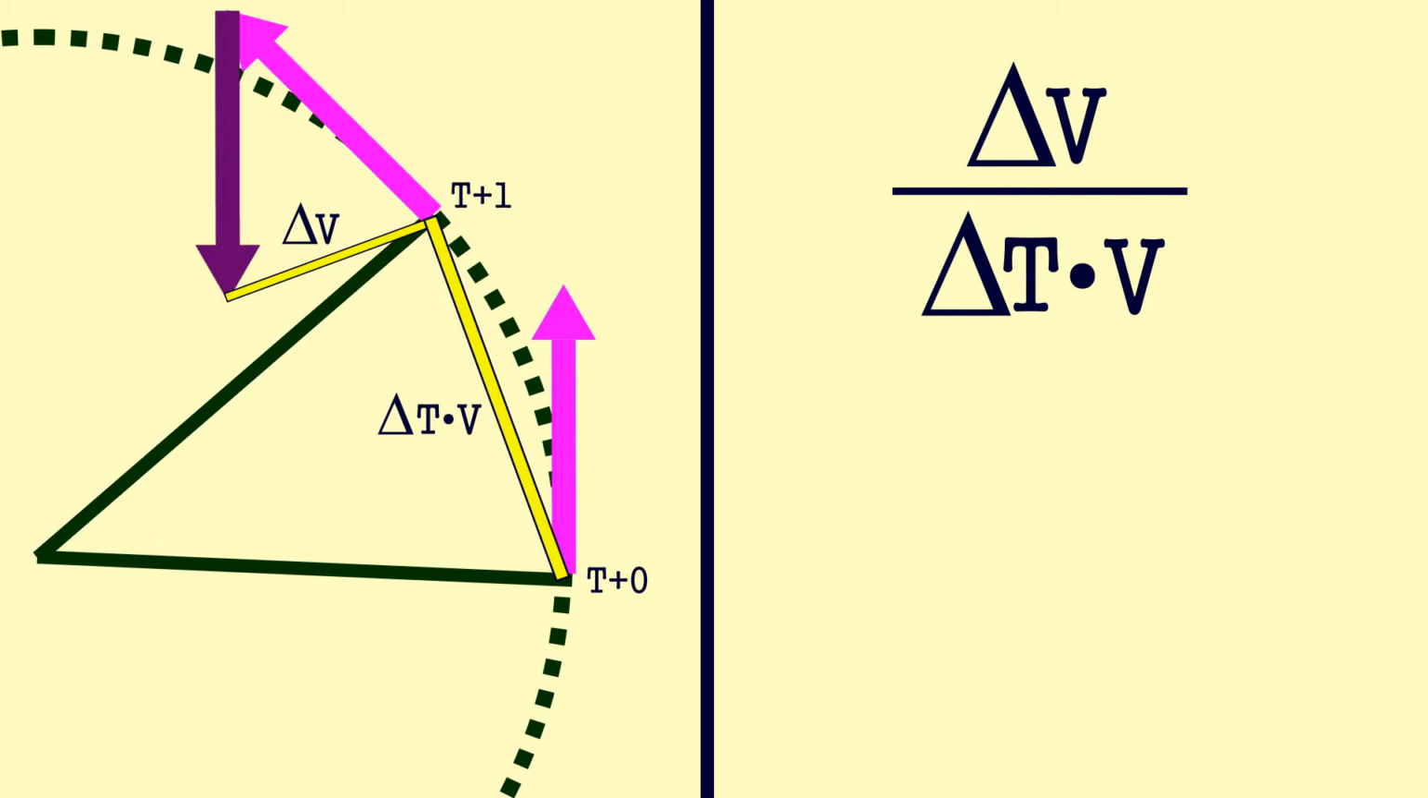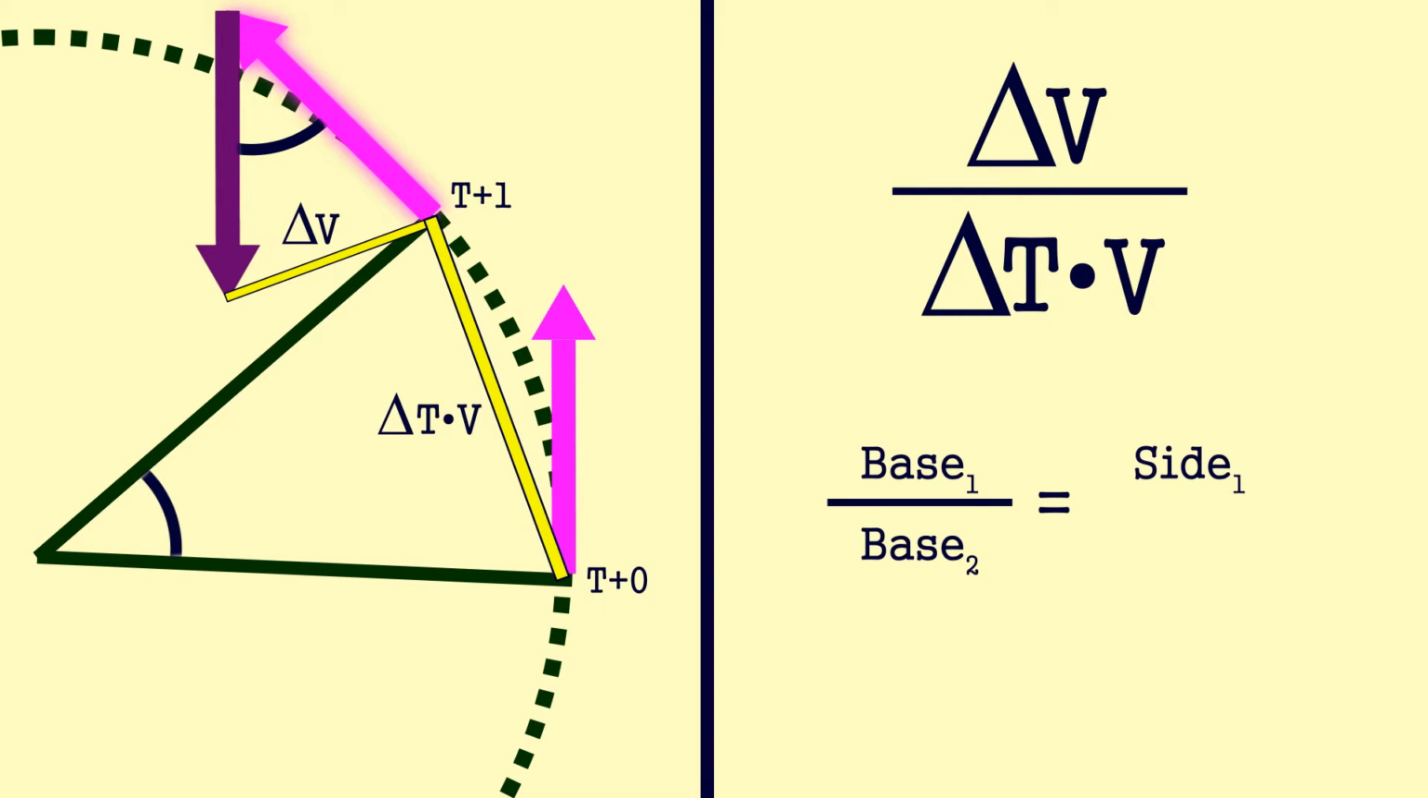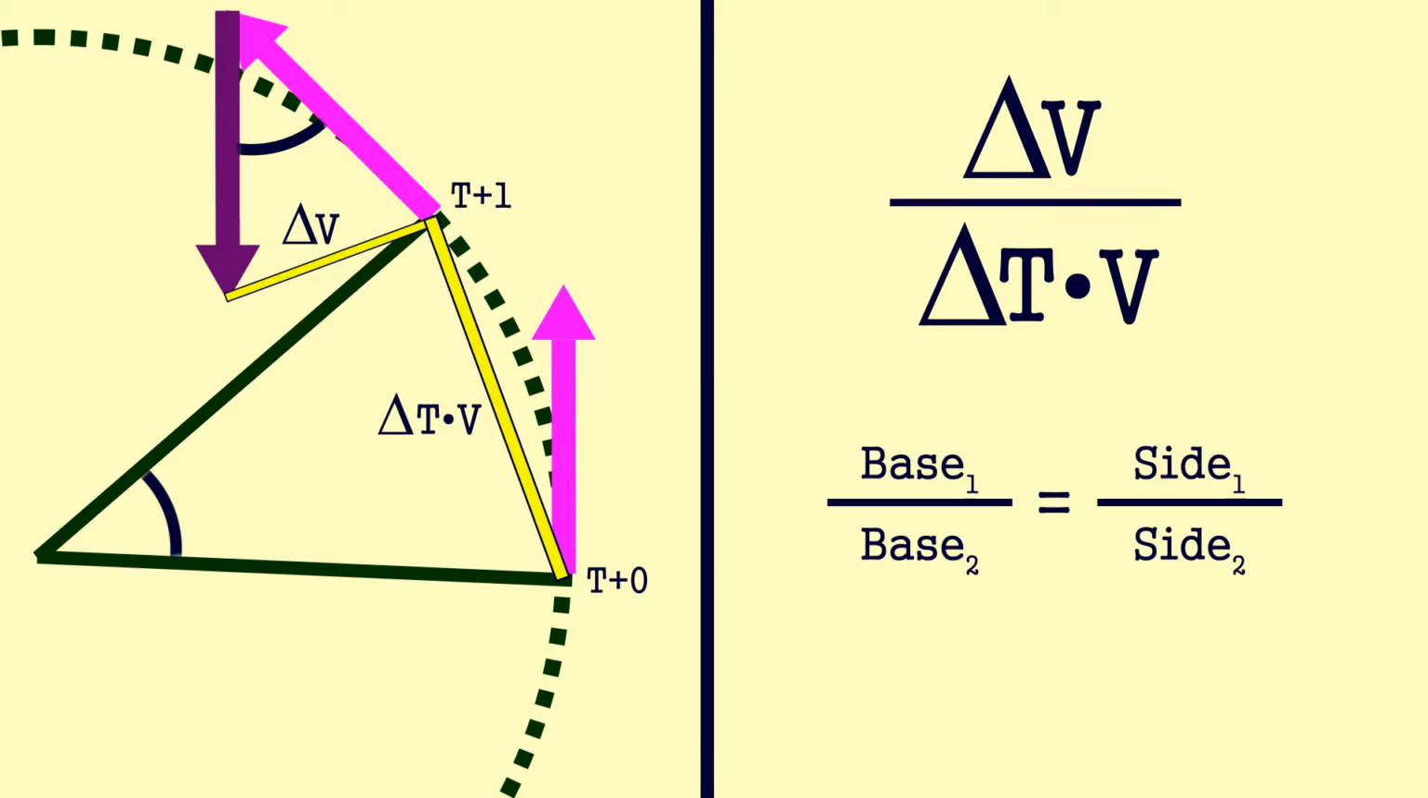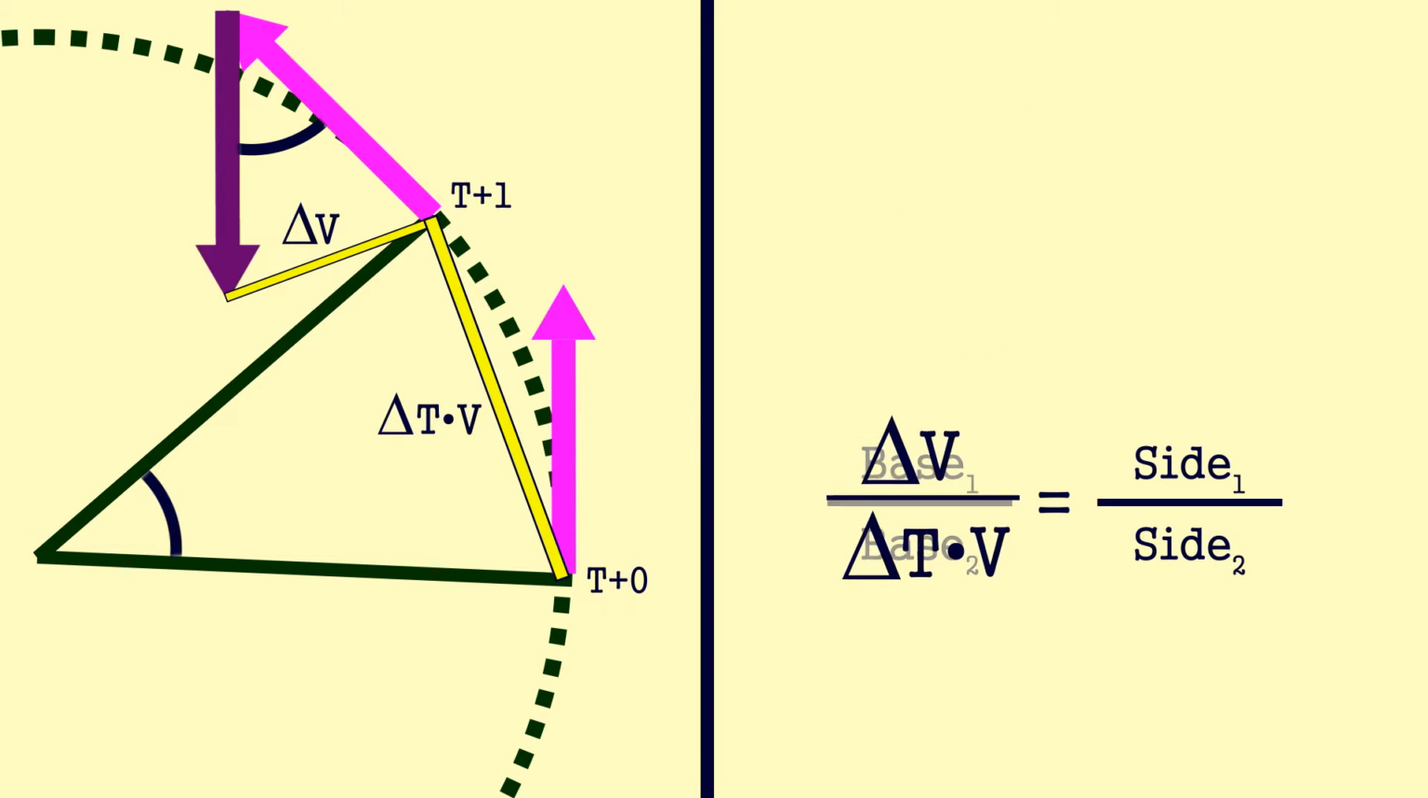Notice that when we put the two vectors tip to end, the angle we create is exactly the same as the angle of the two radii of the chunk of circle we cut out. Because of this fact, we can use some geometry rules to show that the base of the first triangle divided by the base of the second triangle will equal one of the sides of the first triangle divided by the corresponding side of the other triangle. We already found out base 1 divided by base 2: delta v divided by delta t times v.